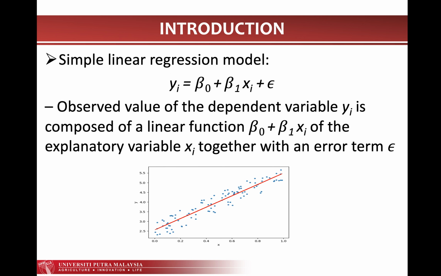This is the model which can be written as such here, whereby the observed value of the dependent variable yi is composed of a linear function beta 0 plus beta 1 xi of the explanatory variable xi, together with an error term. So this is like I mentioned previously. This is a linear regression whereby you have a different set of scattered data, and that's how you regress the data accordingly.